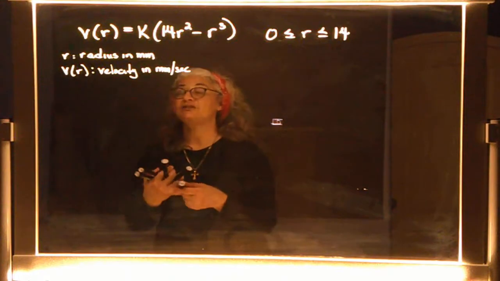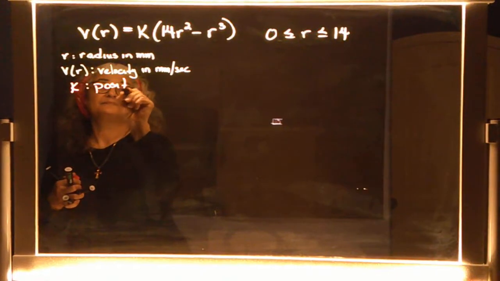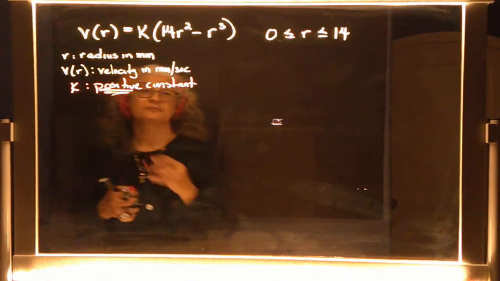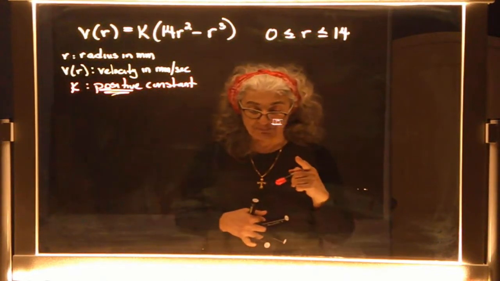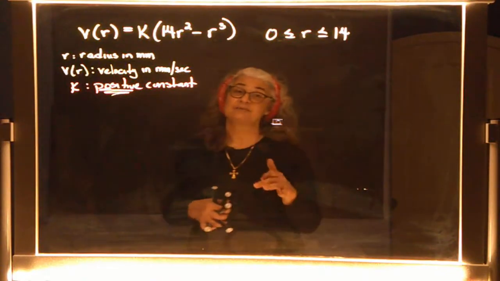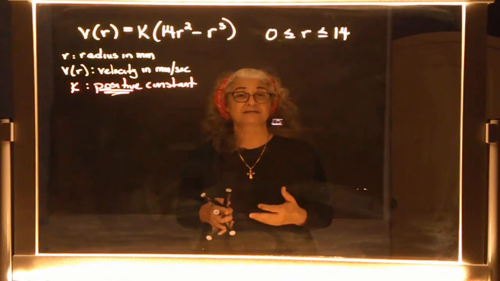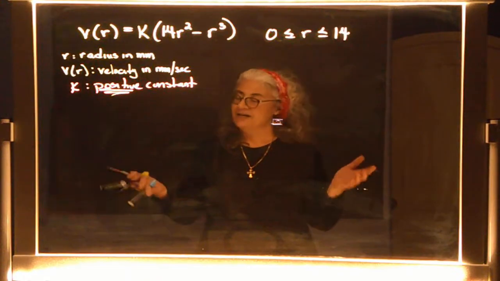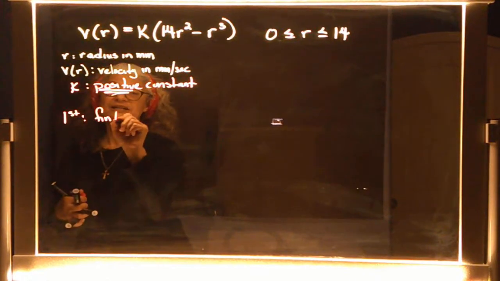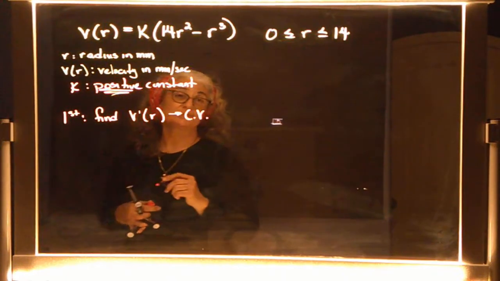Okay, so I need to make myself a note. K is a positive constant. Right? It's positive. Now, their question was, what's the maximum velocity needed to remove the object? Well, when they say maximum velocity, they're actually asking us to find a relative max. So to find the relative max, just like we've been doing, first things first, find that first derivative, which will help me find my critical values, correct?